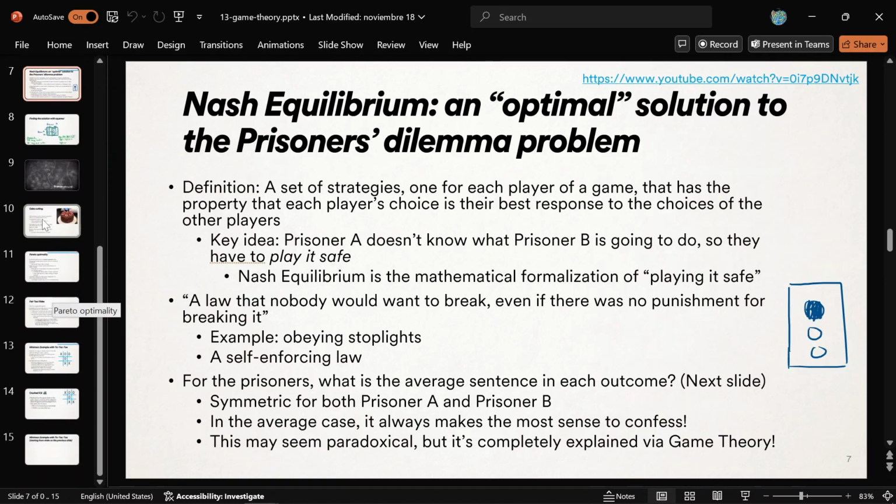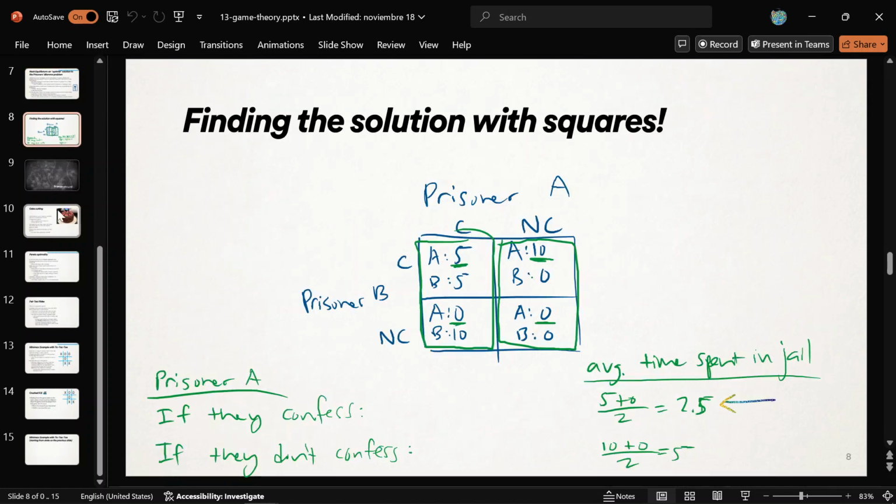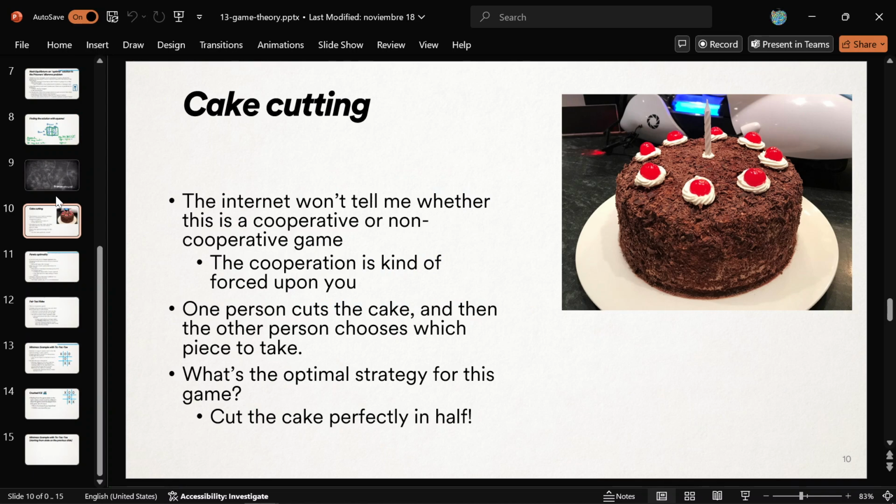I just have a few more examples of games, and games in quotes, because obviously these things are not like a board game, like all these prisoners talking to each other. That's not an actual game that you play in real life, is it? So let's talk about another game that is called cake cutting.